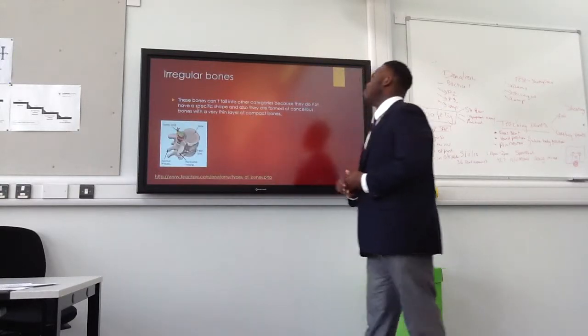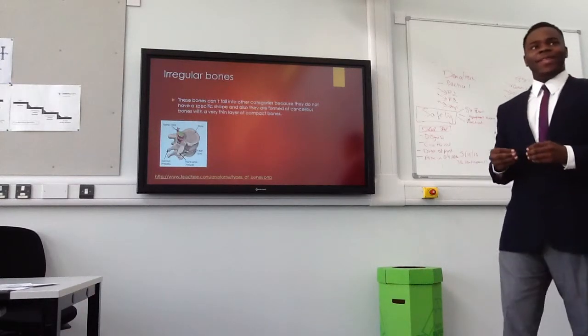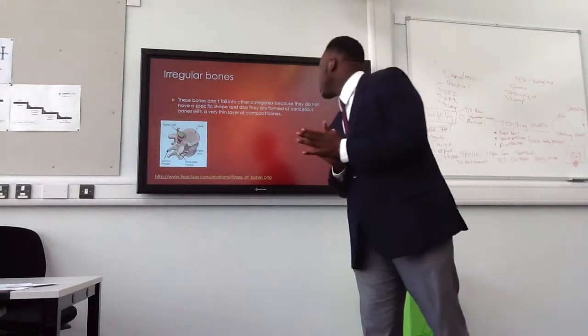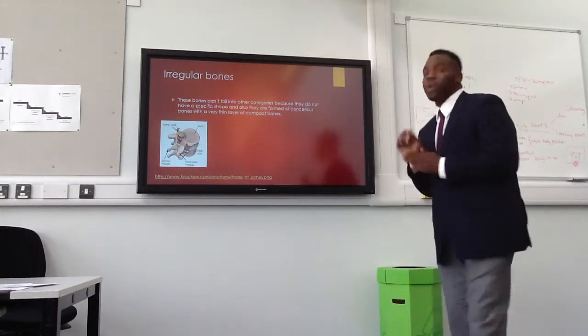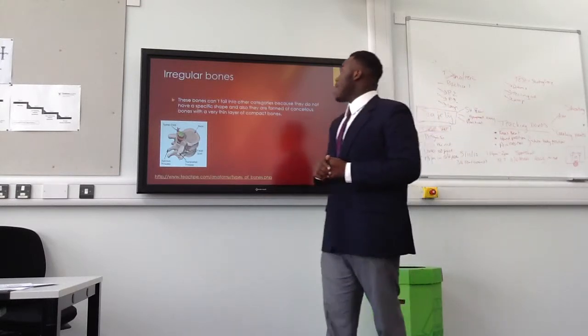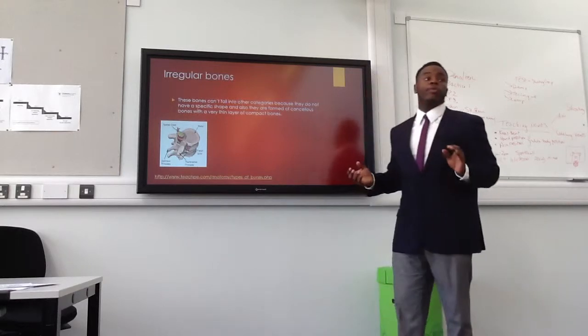Irregular bones. Irregular bones fall under no other categories because they don't have a specific shape. And they have a very thin layer of compact bone, but they're formed with cancellous bones.